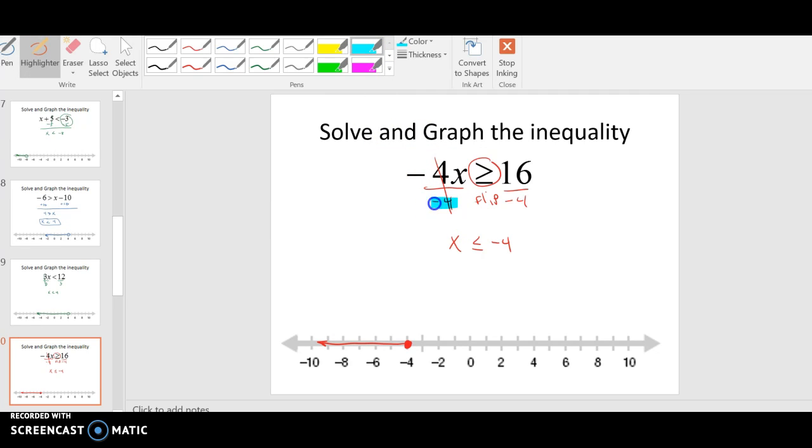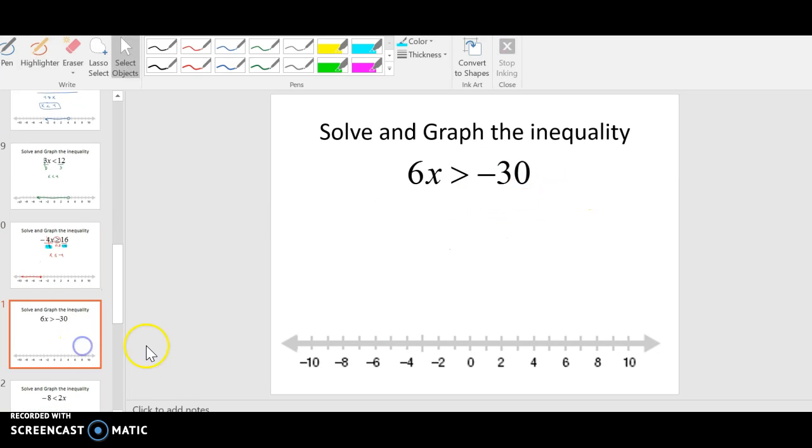So again, notice, what did I divide by to get x by itself? I divided by negative 4. The next example, what am I going to divide by to get x by itself here? I'm going to divide by 6. So x and then negative 5. Do I have to flip the inequality sign? What did I divide by here? I divided by a positive. Therefore, I do not flip the inequality sign. So now I can go open circle, shade to the right.